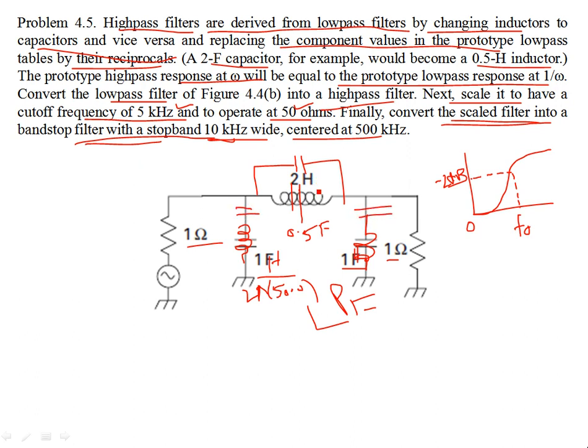Why? Because the parallel LC branch is going to resonate at the frequency determined by the components, but this is going to be an open circuit. Okay, this combination is going to be open circuit at the center frequency, and this combination is going to be a short circuit at the center frequency. So what happens at the center frequency of 500 kilohertz? You are not going to have any transmission. Okay, and then the frequency, because we are transforming the low pass prototype to a band stop, and the transmission, the passband edge was 5 kilohertz.